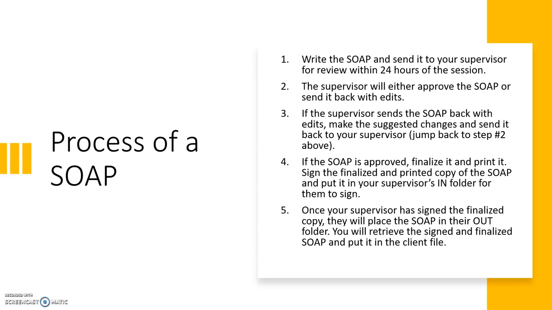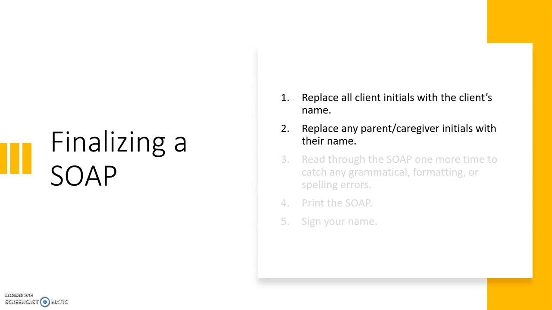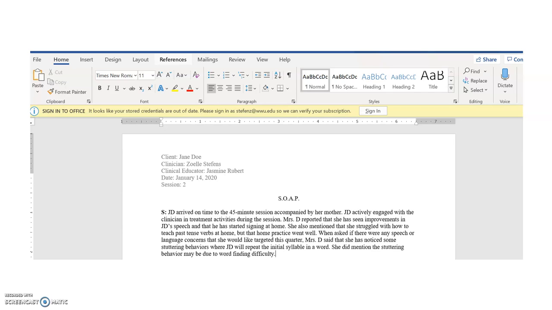Okay. So we're going to go a little bit more in depth on what finalizing a SOAP looks like. The first step when you get approval for a SOAP is to replace the client initials with the client's name and to replace any parent or caregiver initials with their name. So I like to start by changing the header on the SOAP and then using the replace button to change the rest of the initials.